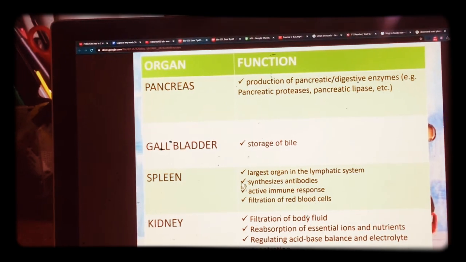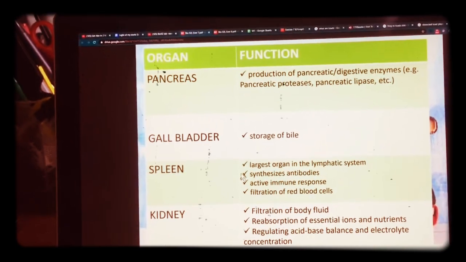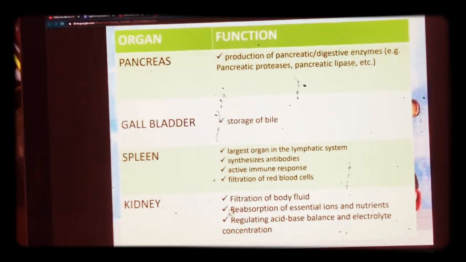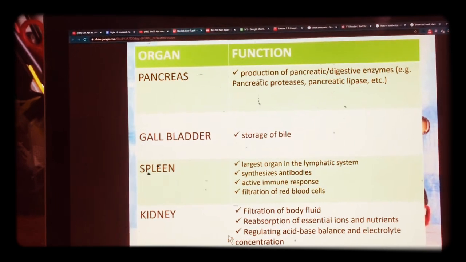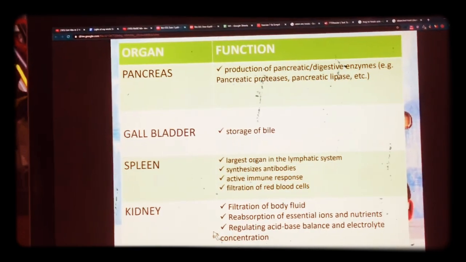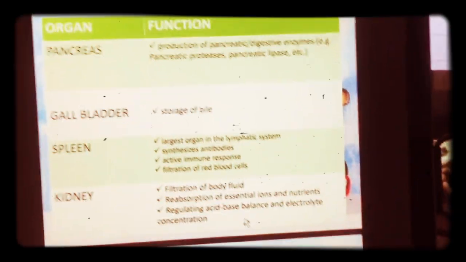The spleen is the largest organ in the lymphatic system. It synthesizes antibodies, and it's basically the immune system, and it filters red blood cells. The kidney filters body fluid, reabsorbs essential ions and nutrients, and regulates acid-base balance and electrolyte concentration.